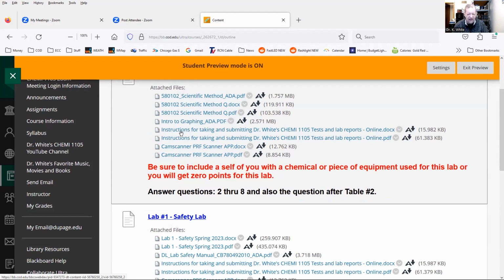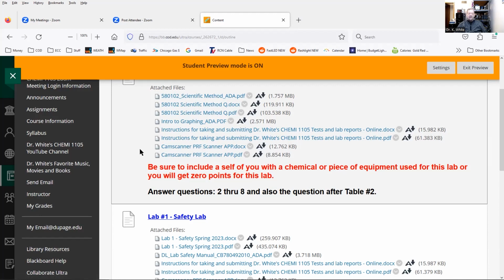And as always, I have instructions on how to take pictures of your lab report if you don't have a scanner, which is method Q. Q stands for questions. I also have CamScanner, which is a nice app to do that, but get the free version, don't spend money.